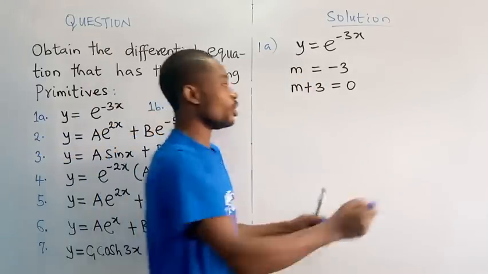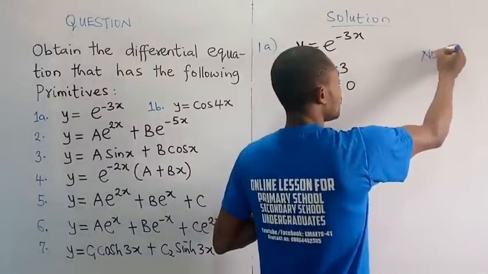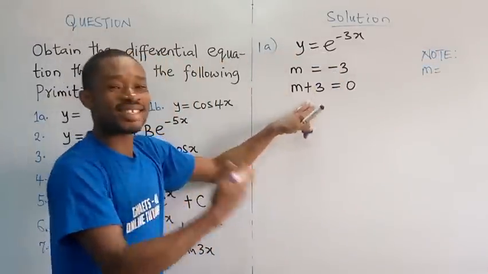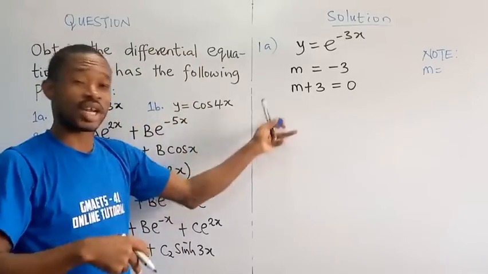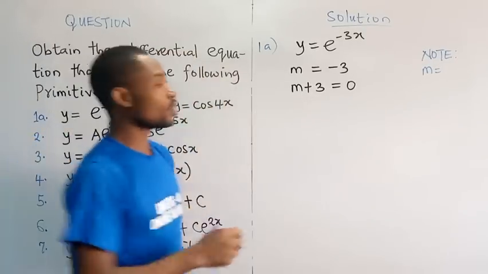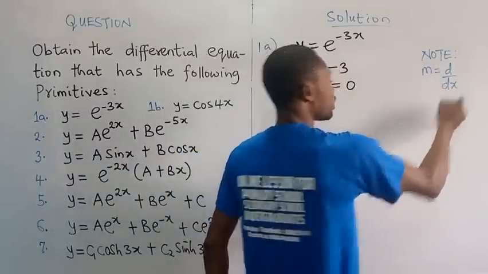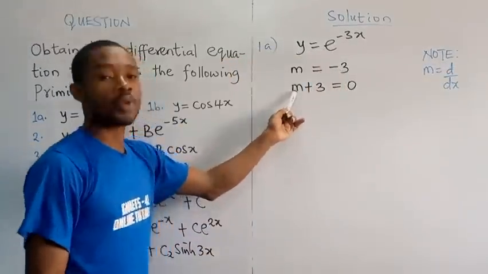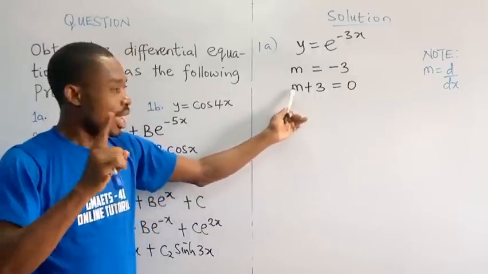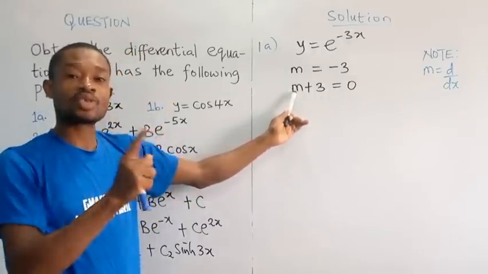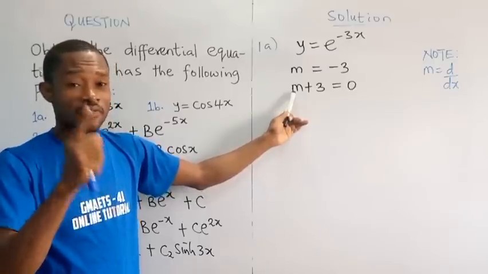Now, all you need to know is, let me give it to you as a note. M as used here, if I am translating this back into the differential equation that has this primitive, you want to remember that m represents this operator, d dx. In this case, m is raised to power 1, which means that d dx will be first order.